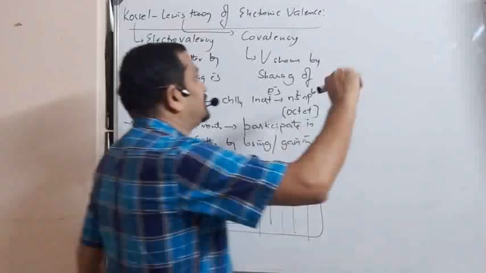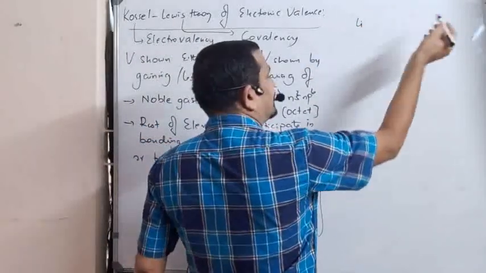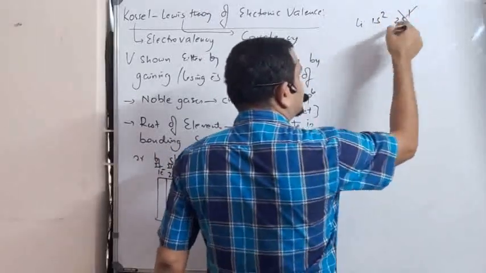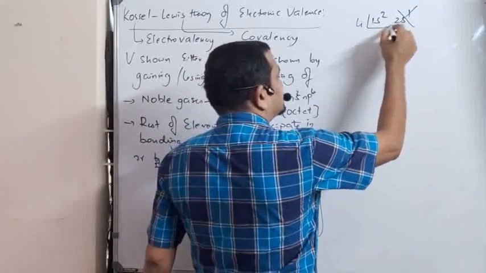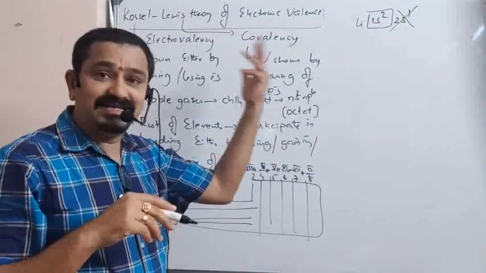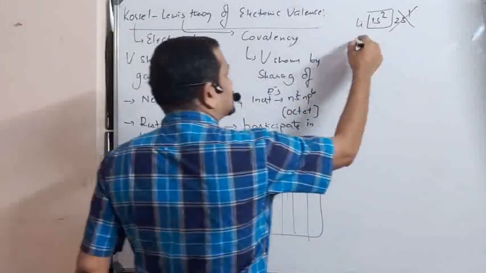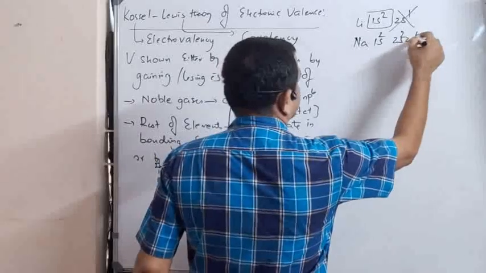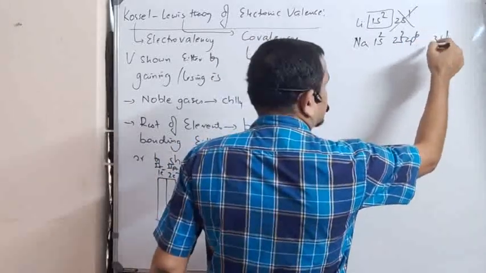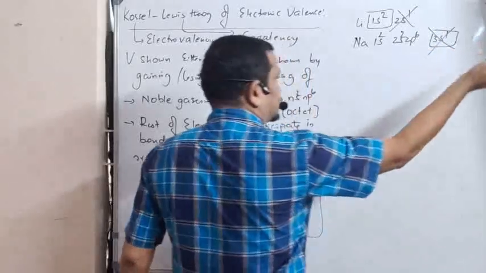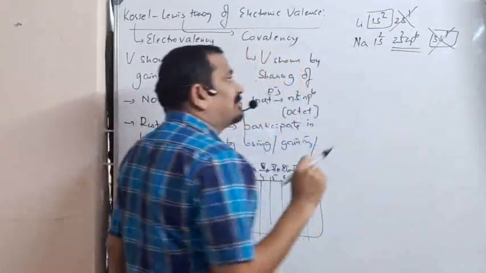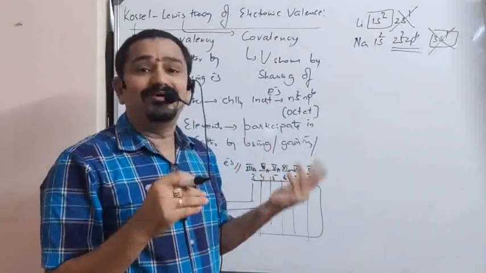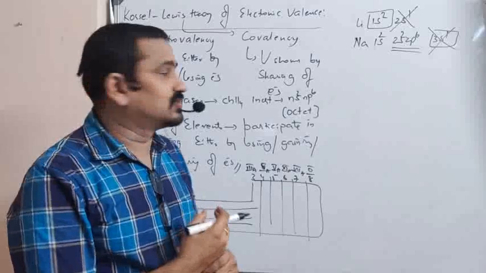For example, take lithium's inert gas configuration. Lithium is 1s2, 2s1. If this 2s1 electron is lost, lithium is left with the helium configuration, its nearest inert gas. Similarly, sodium is 1s2, 2s2, 2p6, 3s1. This is the outer shell configuration. If this 1 electron is lost, the Na+ ion has the 2s2, 2p6 neon configuration, a stable inert gas configuration.